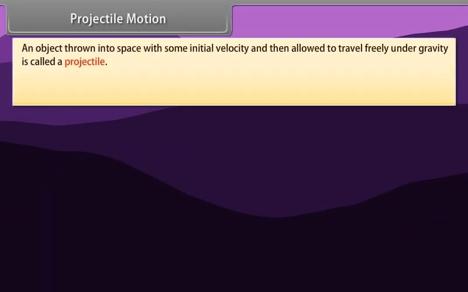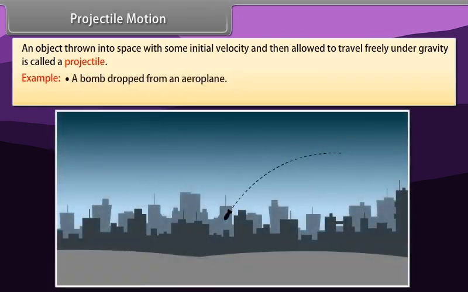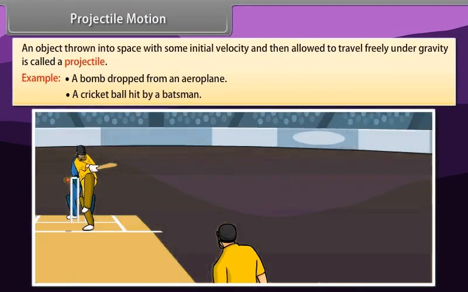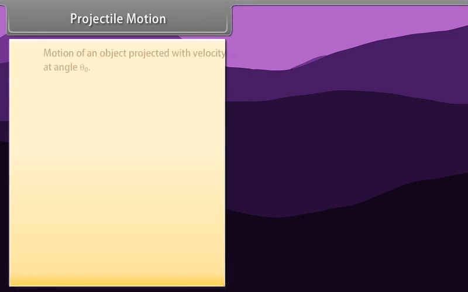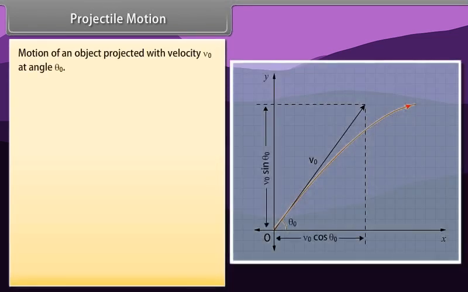Projectile motion. An object thrown into space with some initial velocity and then allowed to travel freely under gravity is called a projectile. For example, a bomb dropped from an aeroplane, a cricket ball hit by a batsman. Motion of an object projected with velocity v0 and angle theta naught is shown in figure. The path of a projectile is a parabola.